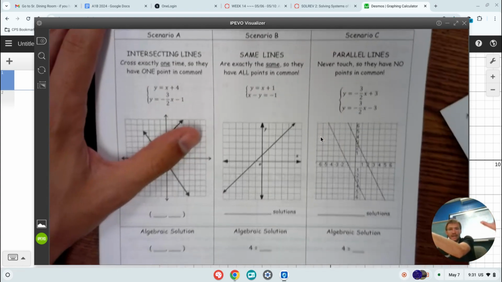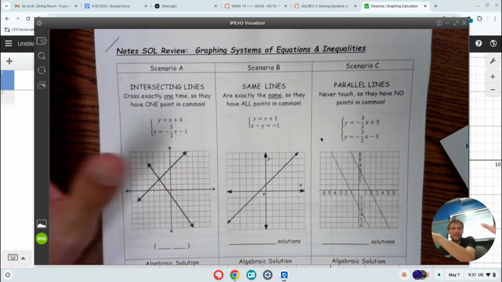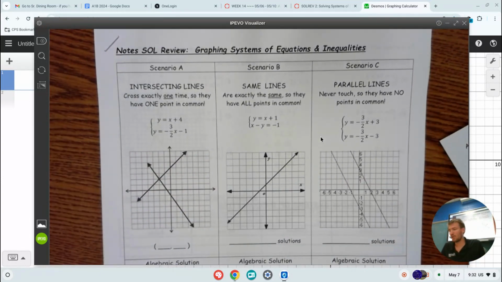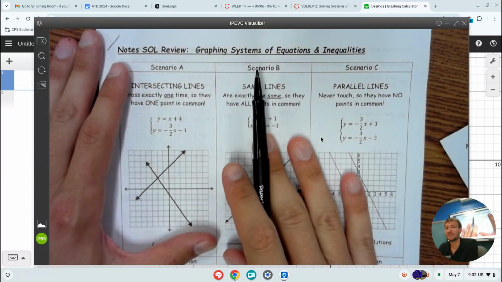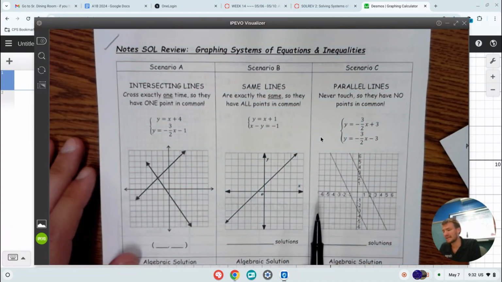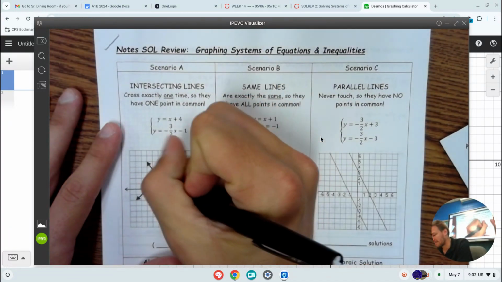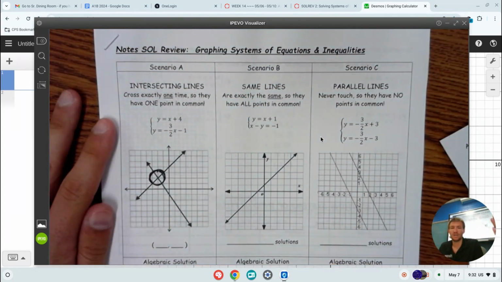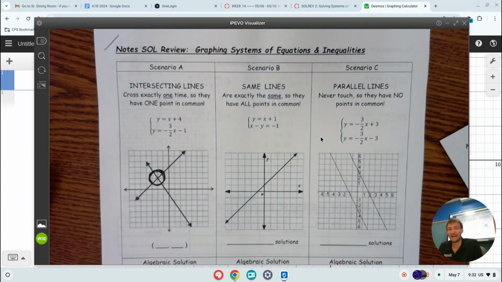All right, we're going to be talking about systems of equations in today's review. We're going to be going over, basically, systems just means more than one line at a time. And whenever you have more than one line at a time, you're always going to be looking for where those lines cross. So option one is that the lines cross.